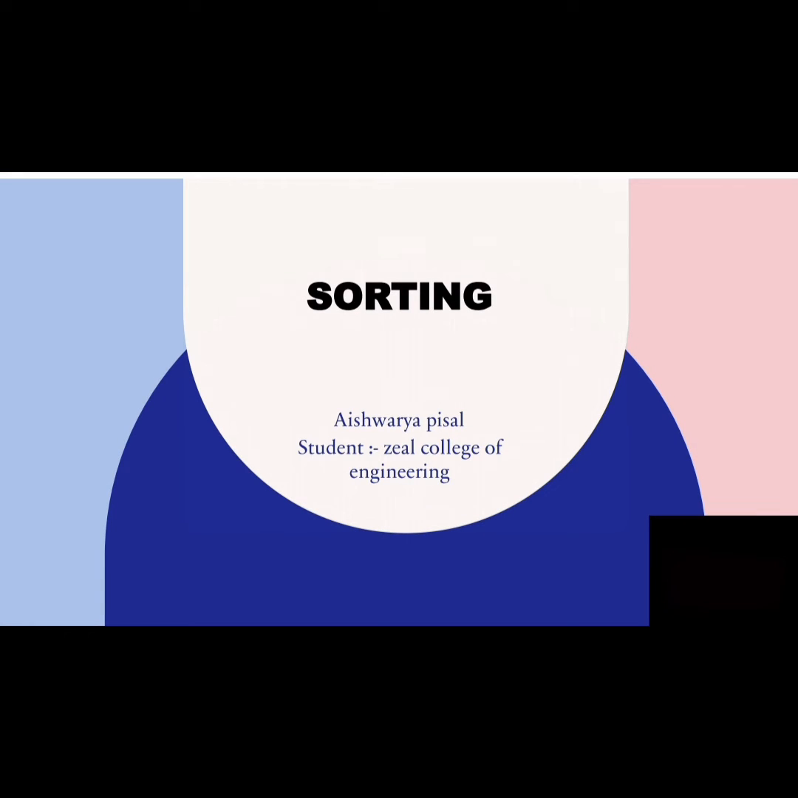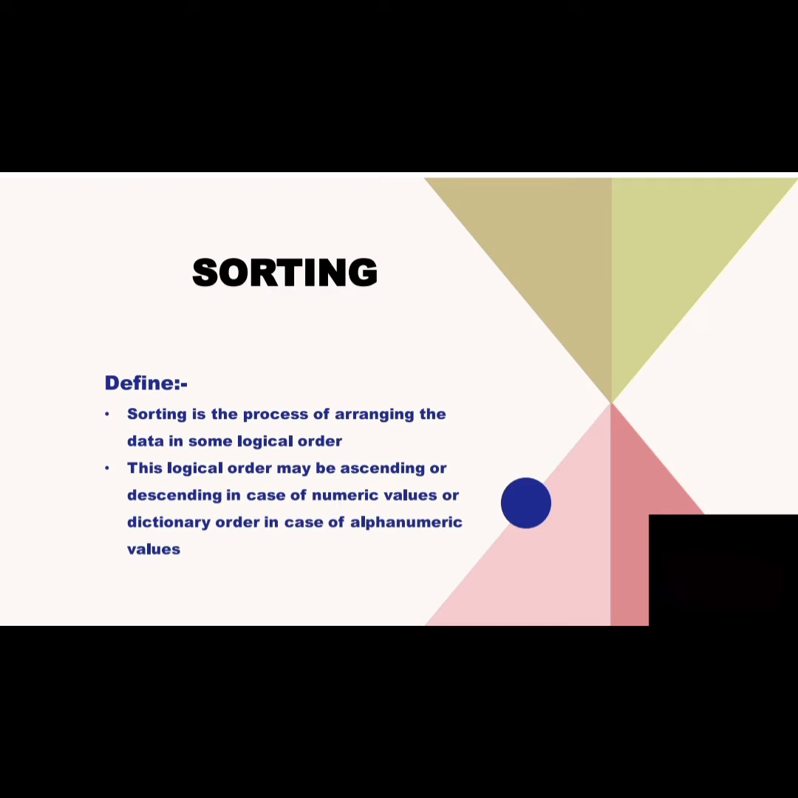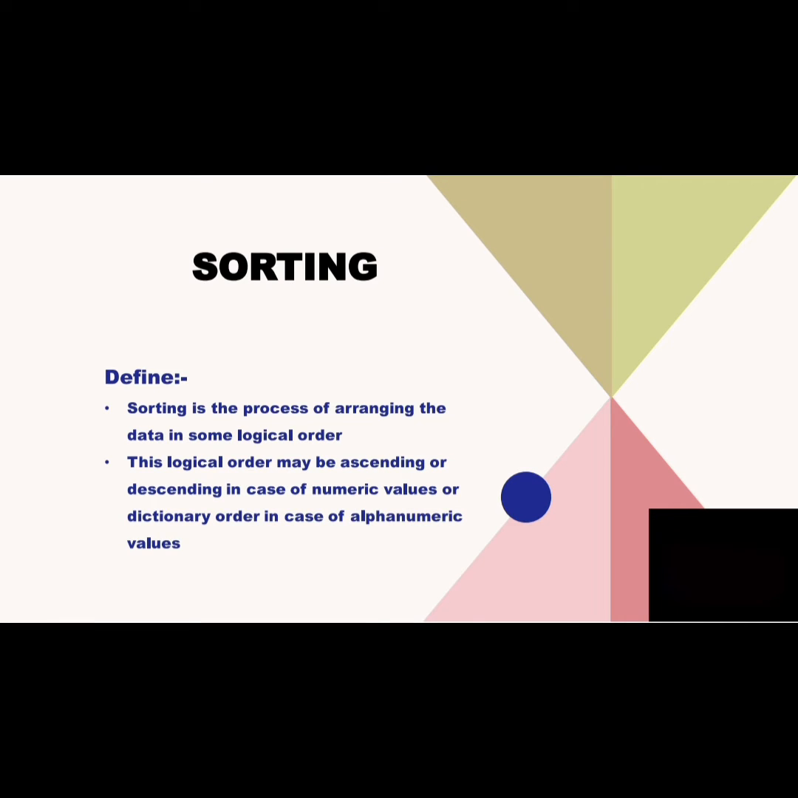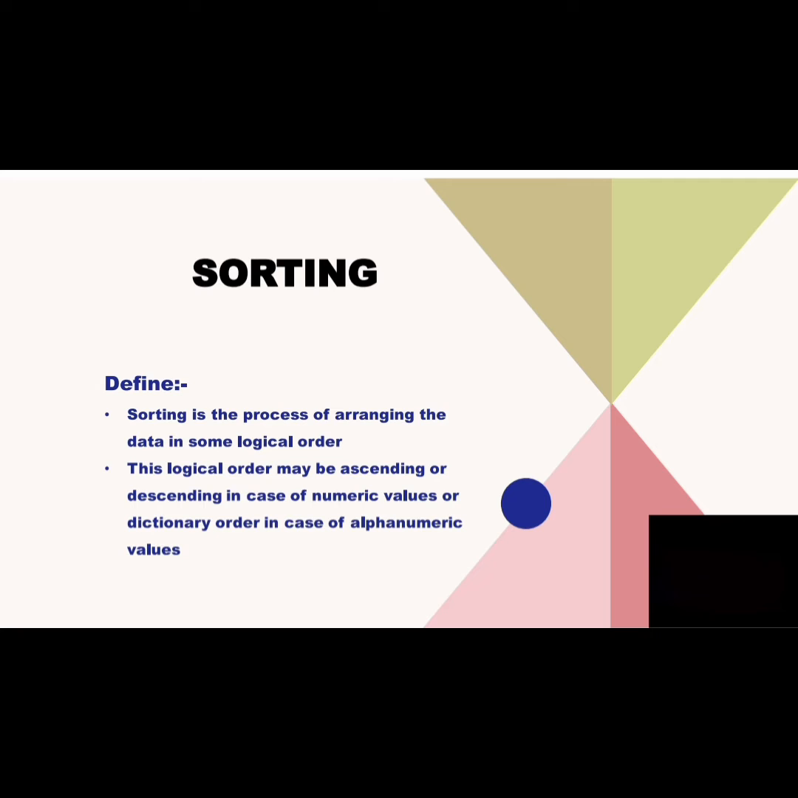This is my first YouTube video and we are going to learn in this video the most important topic in data structures and algorithms: the technique of sorting. Basically, what is sorting? Sorting is the process of arranging data in some logical order, and this logical order may be ascending or descending in the case of numerical values, or dictionary order in the case of alphanumerical values.